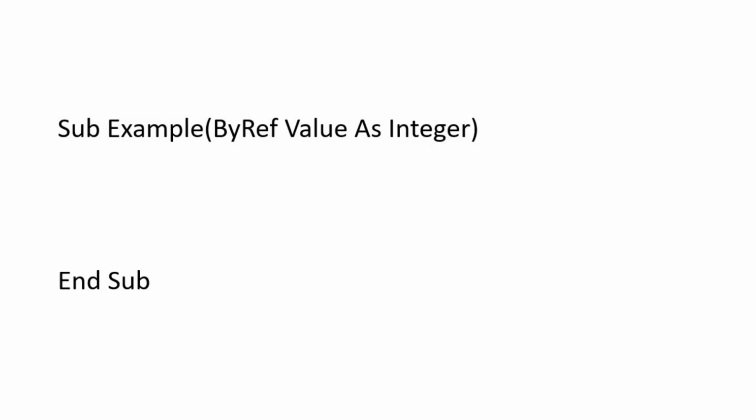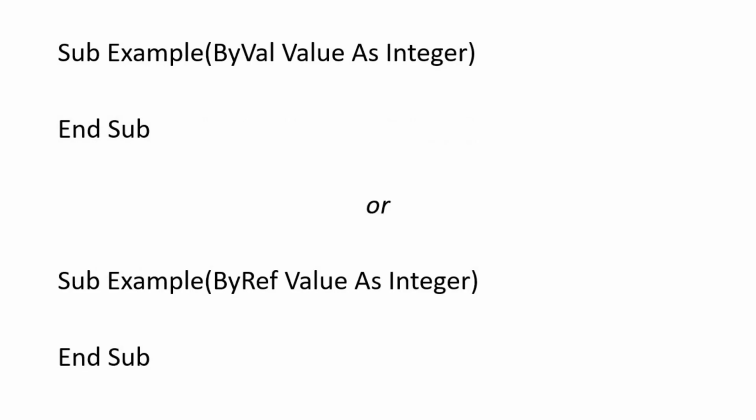This is why beginners sometimes see values changing unexpectedly. Professional developers will usually specify their intention clearly. For example, they will write Sub Example(ByVal value As Integer) End Sub, or Sub Example(ByRef value As Integer) End Sub. In this way, your code becomes easier to understand.